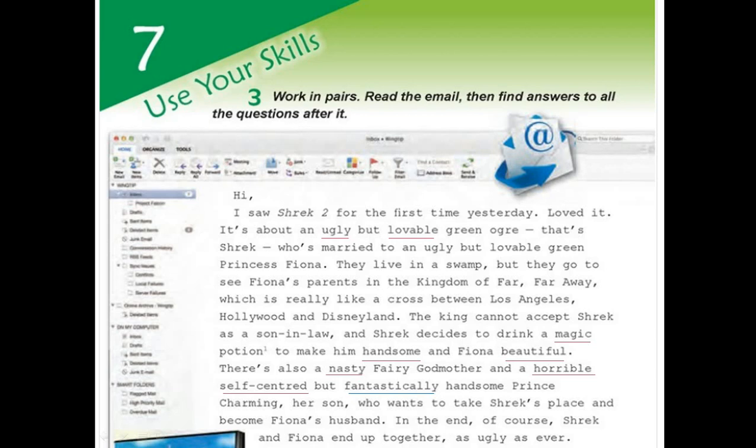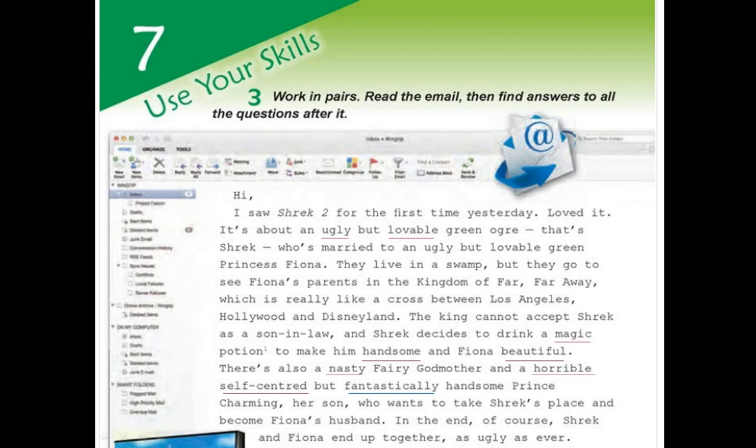Let's read this email. Hi, I saw Shrek 2 for the first time yesterday. Loved it. It's about an ugly but lovable green ogre, that's Shrek, who has married an ugly but lovable green princess Fiona. They live in a swamp, but they go to see Fiona's parents in the kingdom of Far Far Away, which is really like a cross between Los Angeles, Hollywood, and Disneyland.